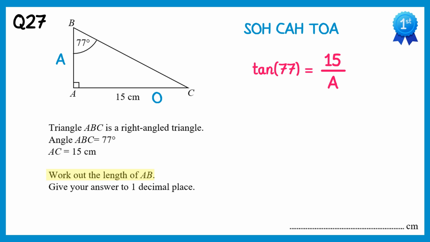Now, since the missing value is on the bottom of this fraction, we're going to need to divide to get the answer rather than multiply. So we can write A equals 15 divided by tan 77, and if you type this into your calculator and round it to one decimal place like it's asked, you end up with this answer here, 3.5.